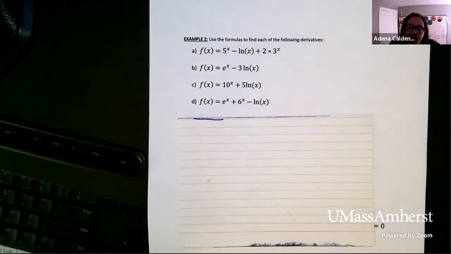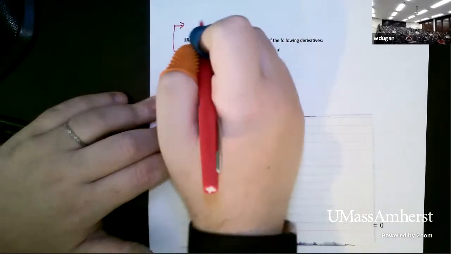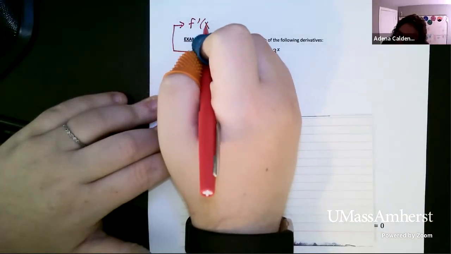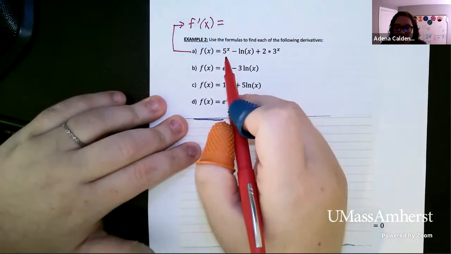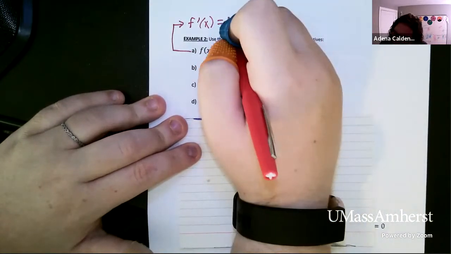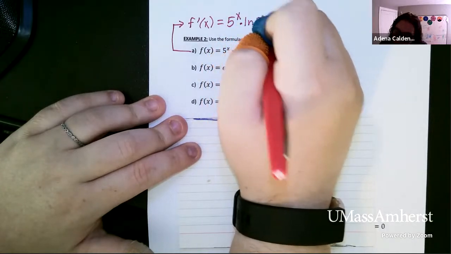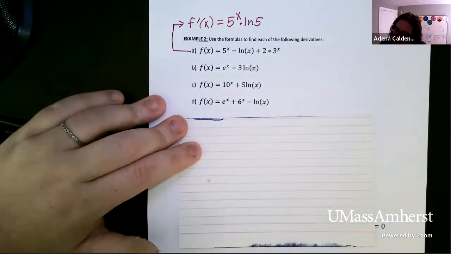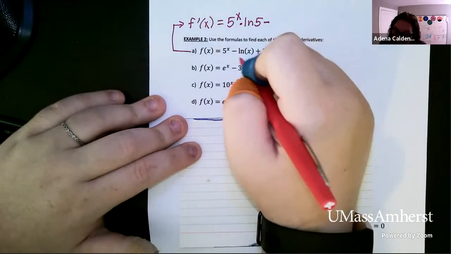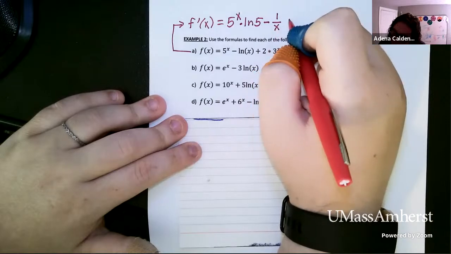All right, so let's take a look at these. So we'll start with the first one. Here we're going to go term by term and apply the correct rules. So we start with 5 to the x, that's exponential. So we get the same thing back times the natural log of the base. Then we have minus ln x. So the derivative of ln x is 1 over x.